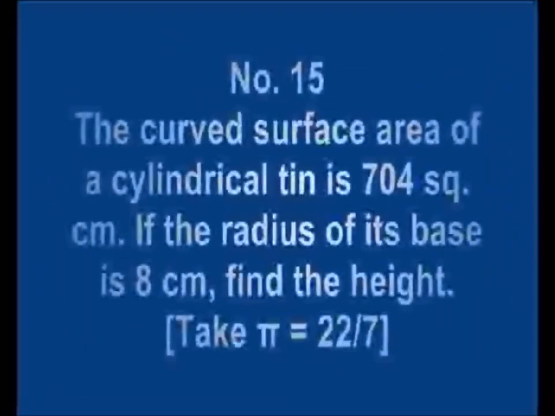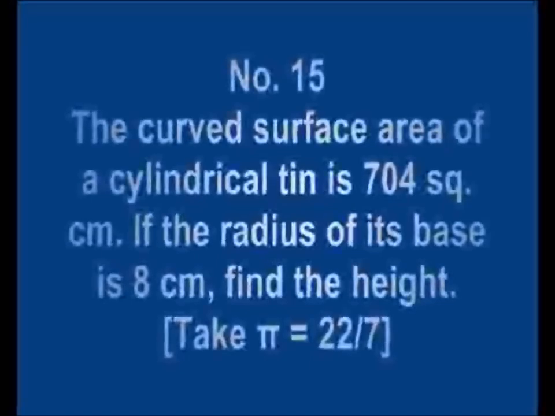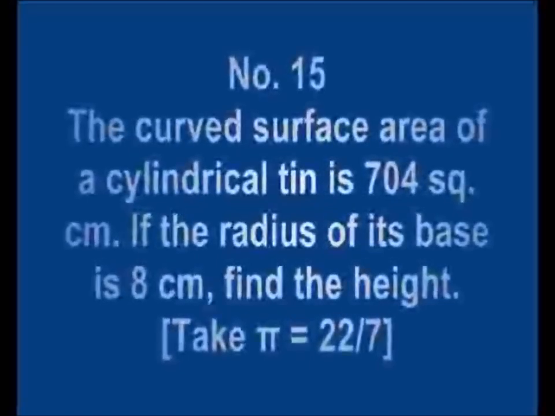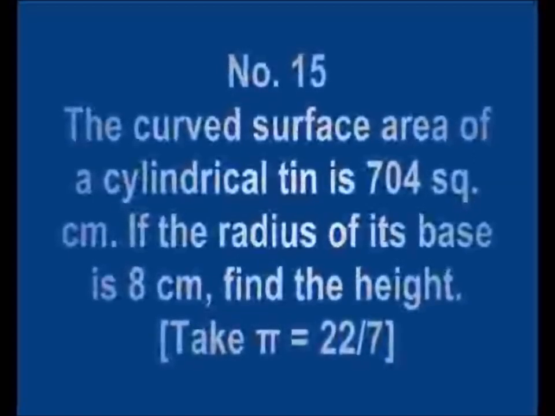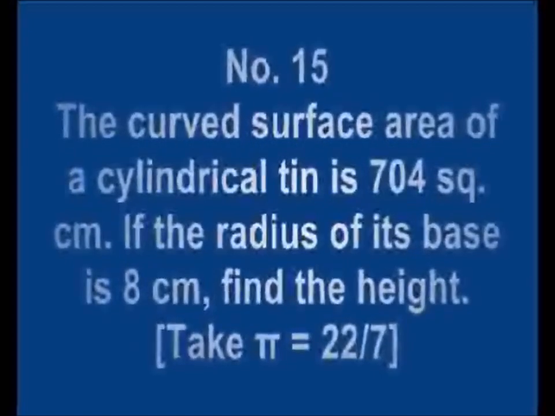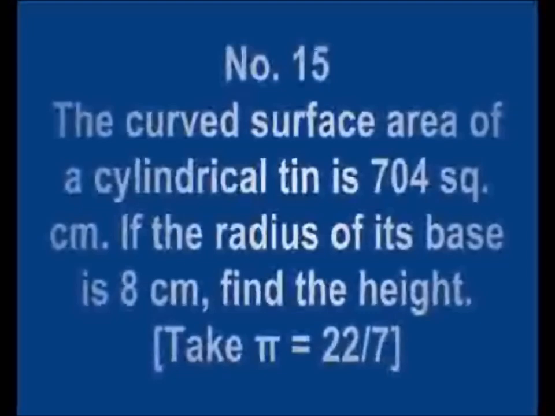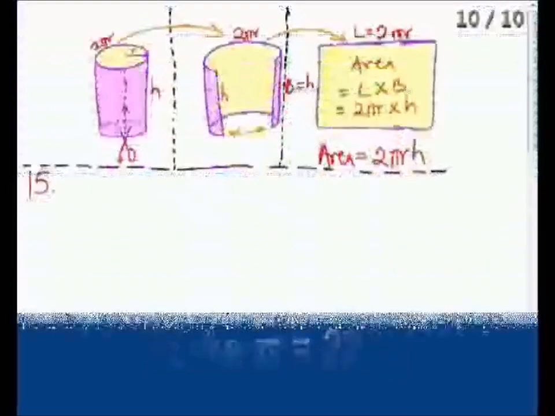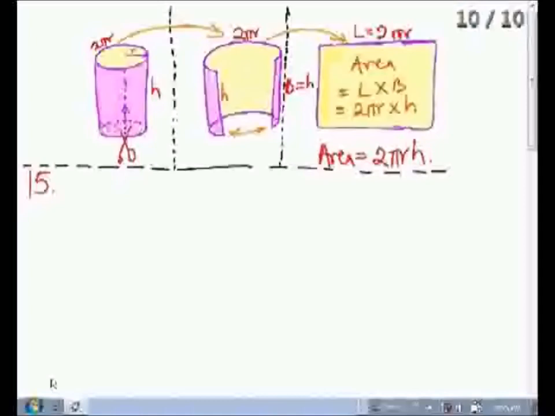Question number 15. The curved surface area of a cylindrical tin is 704 square centimeters. If the radius of its base is 8 centimeters, find the height. Take the value of pi to be 22 over 7. Look at this diagram here. It shows this open-ended cylinder whose purple surface area, the curved surface area CSA, we are required to calculate, as it is cut through along this vertical line.